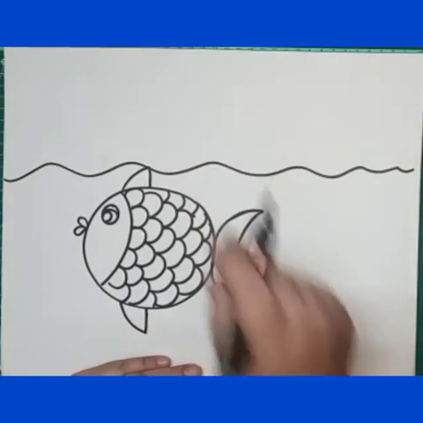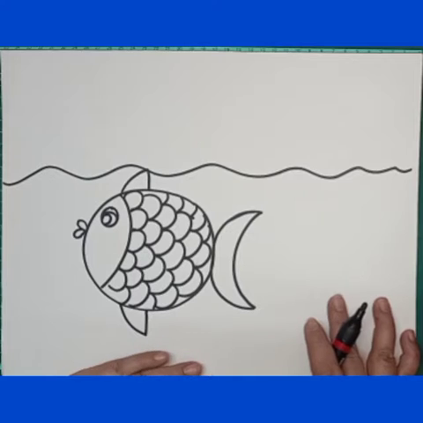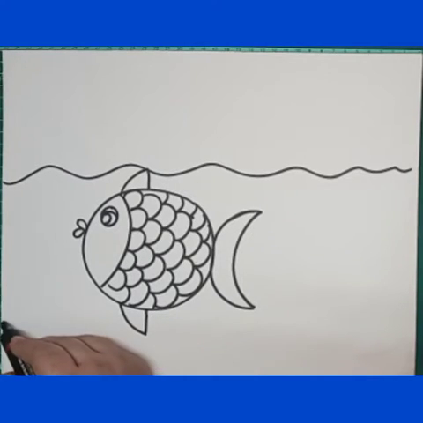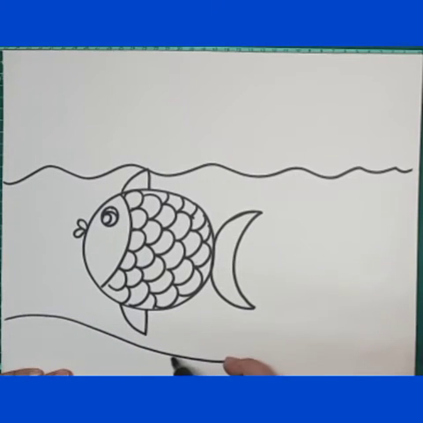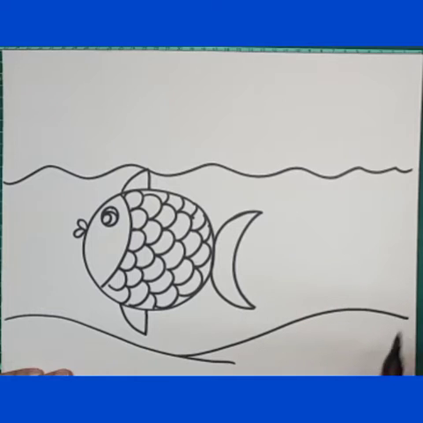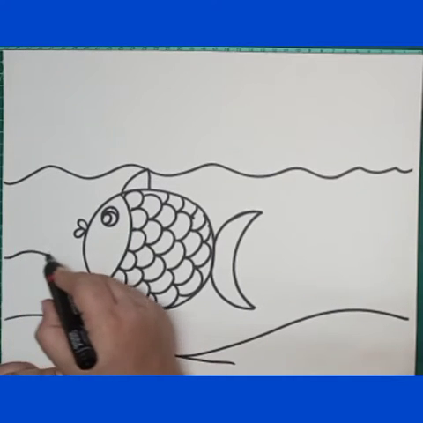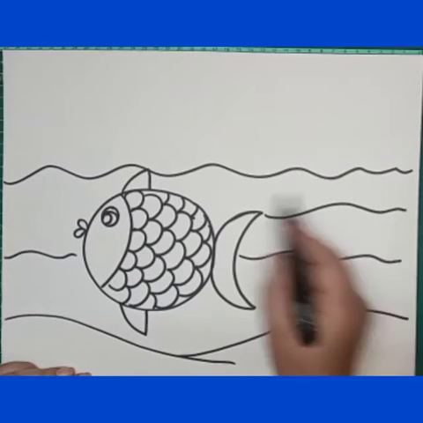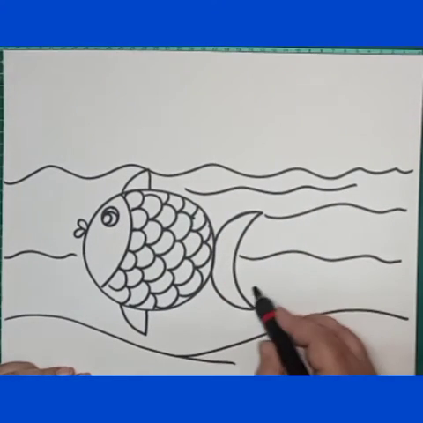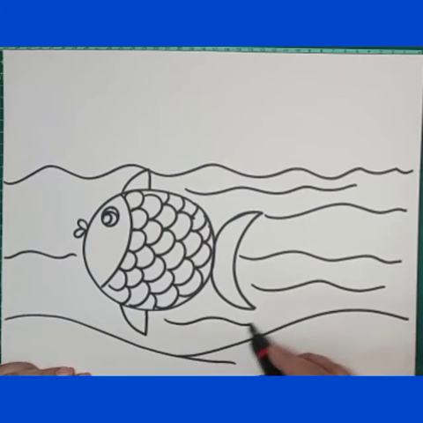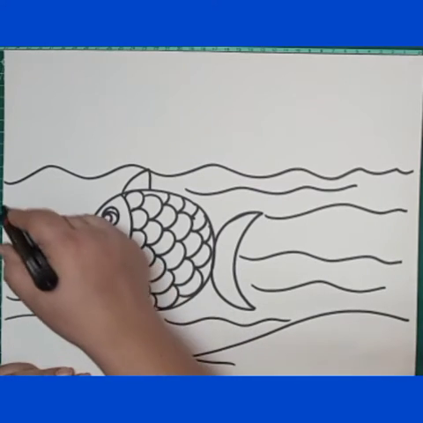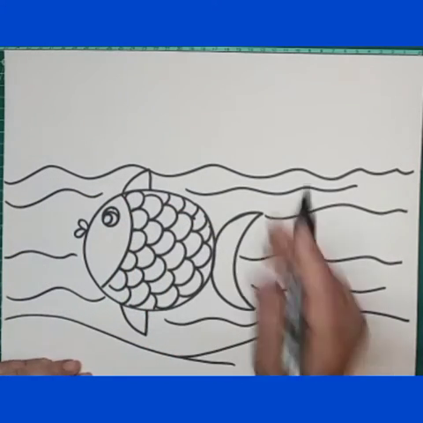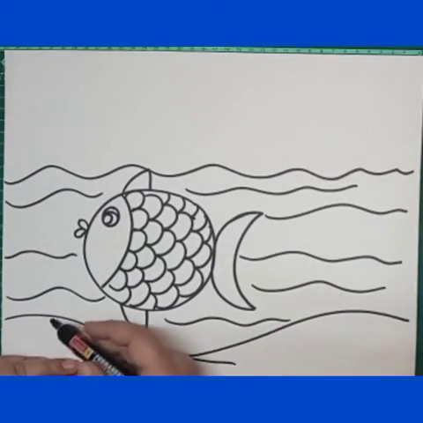Then we will draw more things to this scene. One land area, two curved lines at the bottom of the sheet to show the land area, and some wavy lines again for the water. You can draw many more fish, or any other design for the fish, like you can use any other shape for the fish.